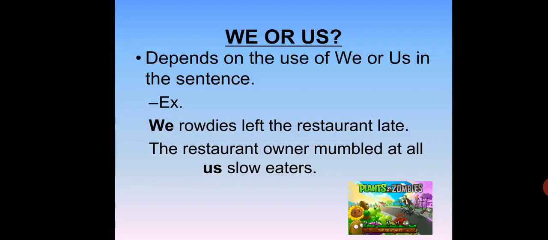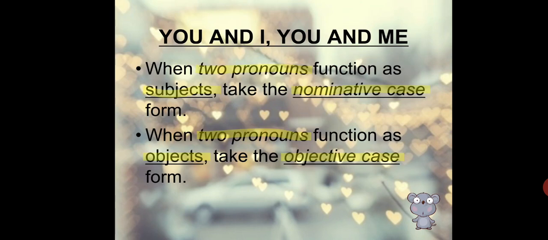Next up, depends on the use of we or us in the sentence. Una, tanongin mo yung sarili mo, may tayo ba? May kayo ba? Kung meron, pwede mong gamitin ng we or us. But you have to use it properly. We, sa umpisa. Us, sa huli. Napakasimple. You and I versus you and me.